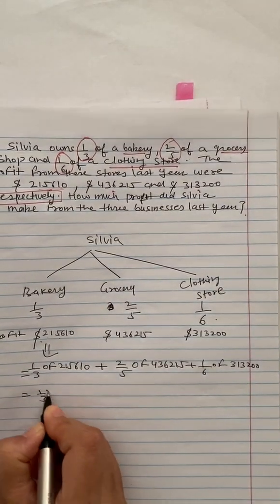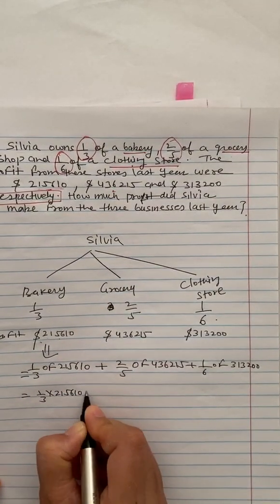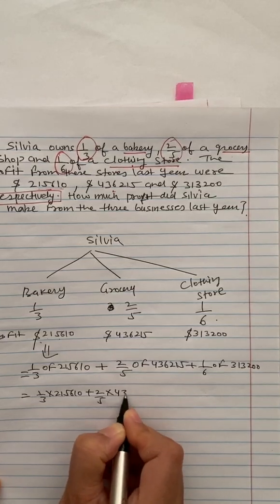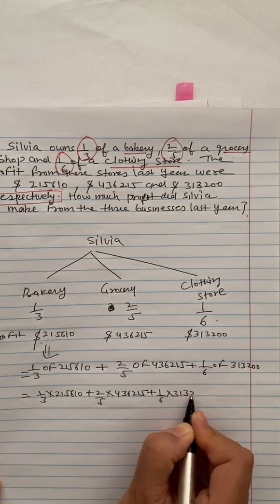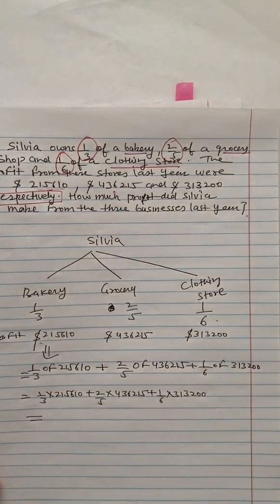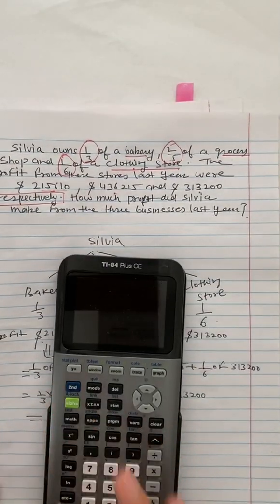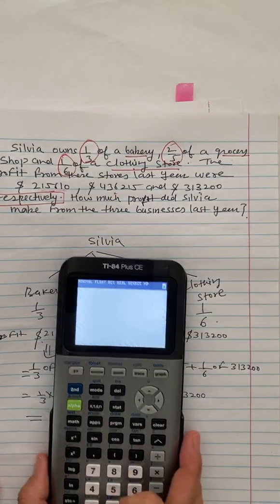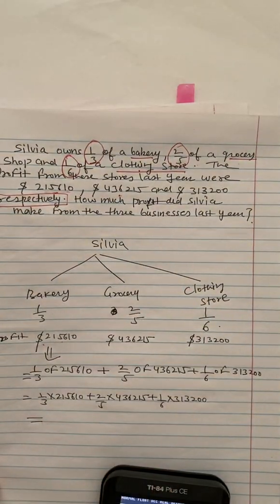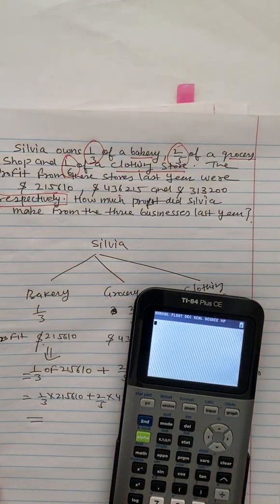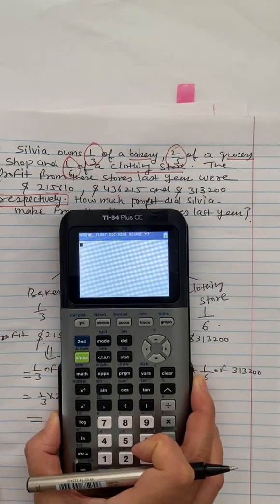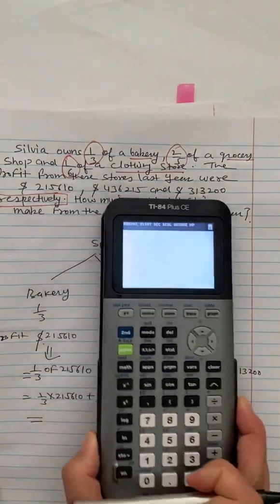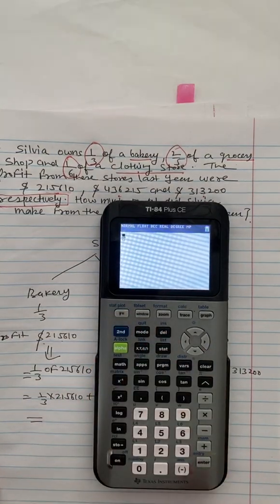So now all we have to do is multiply. So 2/5 times 436,215, 1/6 times 313,200. Now you have to use a calculator here since we are dealing with big numbers. When you use your calculator, make sure that you enter all of these values in one go, and you can use brackets to do that, or you can use the fraction feature depending on your calculator. I'm going to show you very quickly.